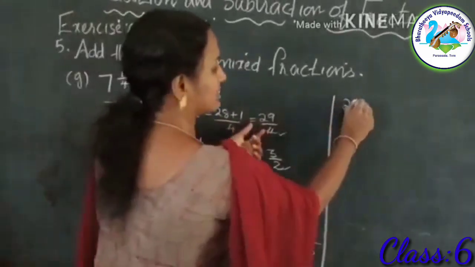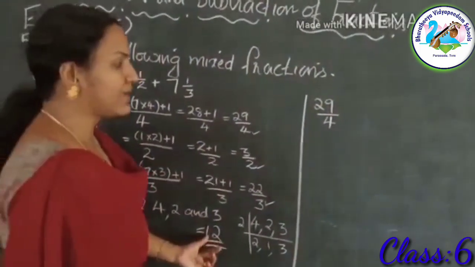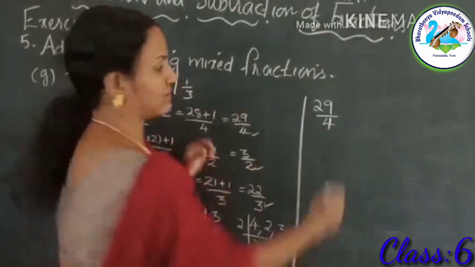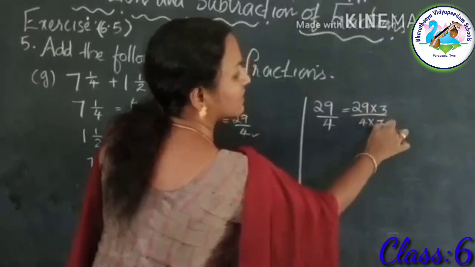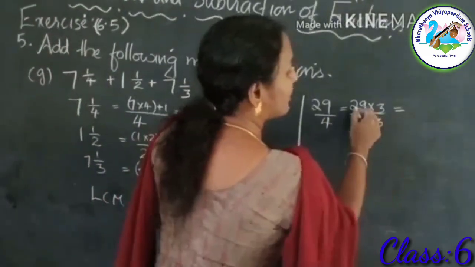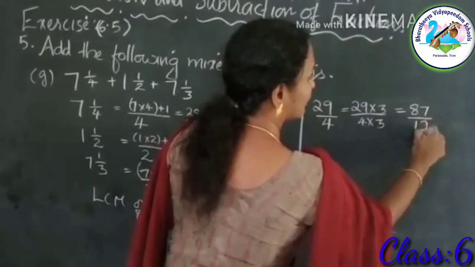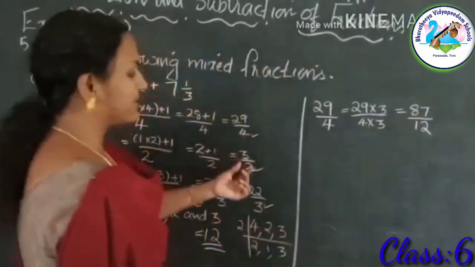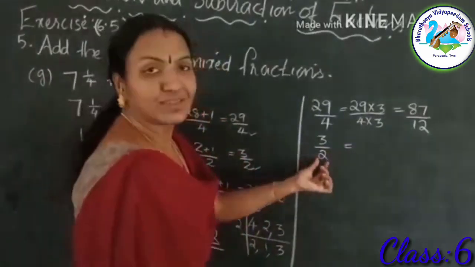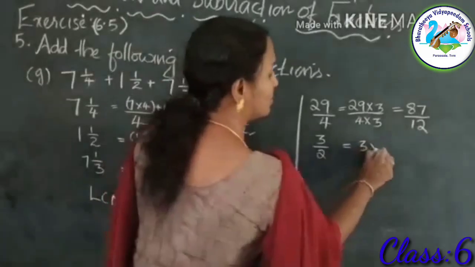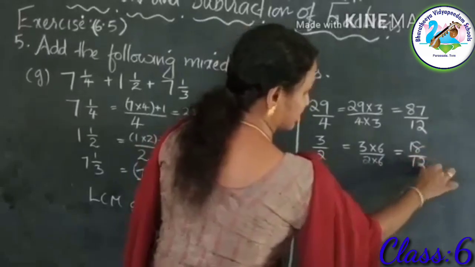The first fraction 29 by 4. Here the LCM is 12. So multiply 4 with 3, we get 12. So 29 into 3 divided by 4 into 3. 29 into 3, 87 divided by 4 into 3, 12. 87 by 12. The next fraction 3 by 2. Multiply 2 with 6, we get 12. So 3 into 6 divided by 2 into 6 is equal to 18 by 12.